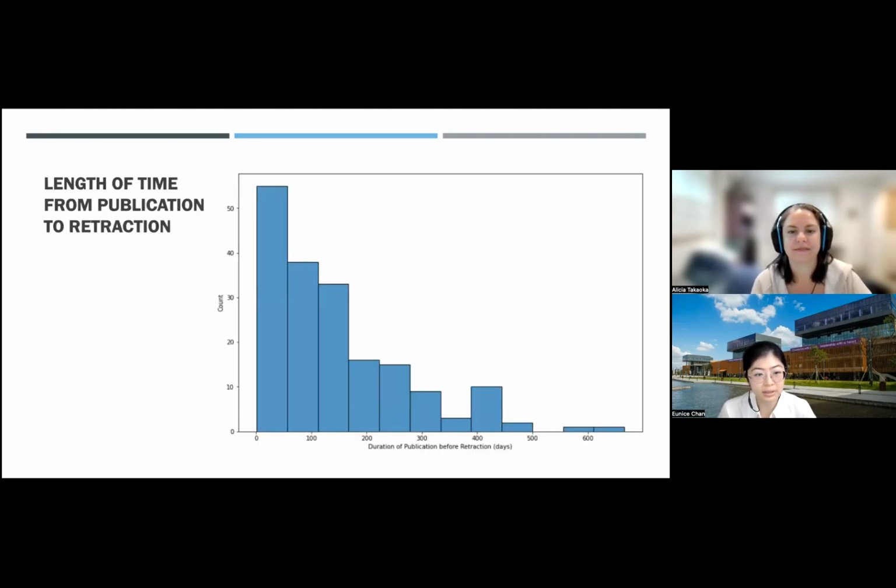And also we took a look at the length of time from publication to retraction. So we took the number of days it took from when it first appeared online to the day it was retracted. For those in which we couldn't find the retraction date, we just left out. So this is just what we were able to find. And we can see that most of the articles were retracted within 100 days. And surprisingly, there were a few articles that took 2 years to get retracted. So that's an interesting finding as well.